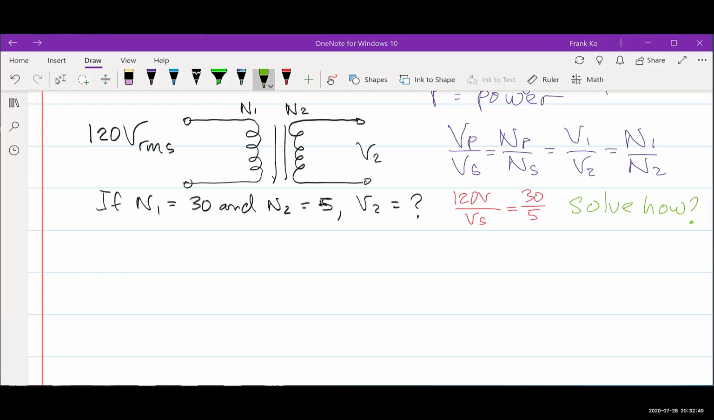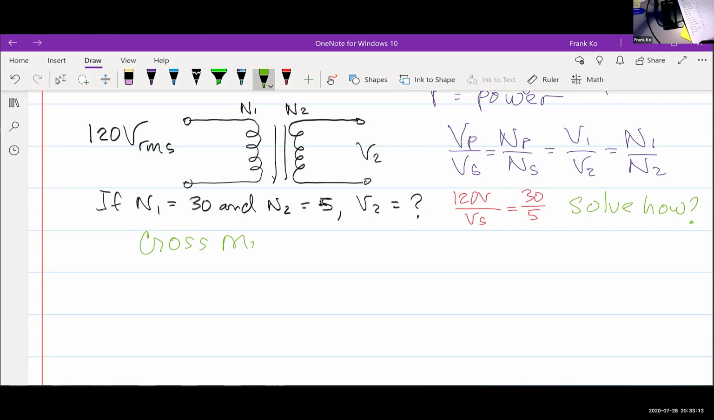Yeah, so you cross multiply. Draw an arrow from the 120V to the 5, and then it becomes 120 times 5 is equal to 30 Vs, then you divide by, oh wait, am I going too fast? Yes.